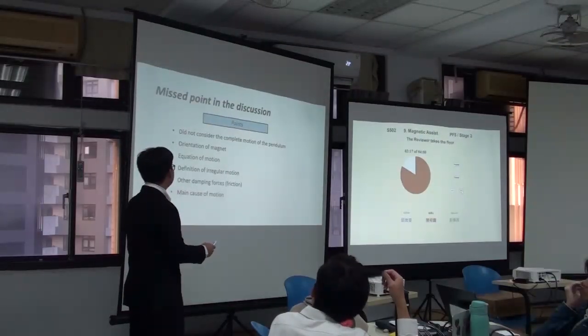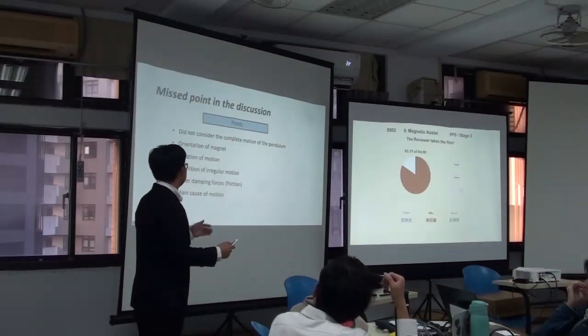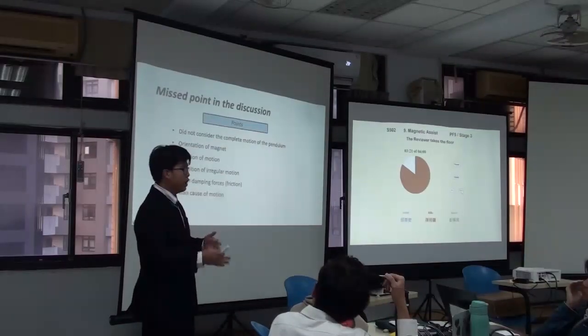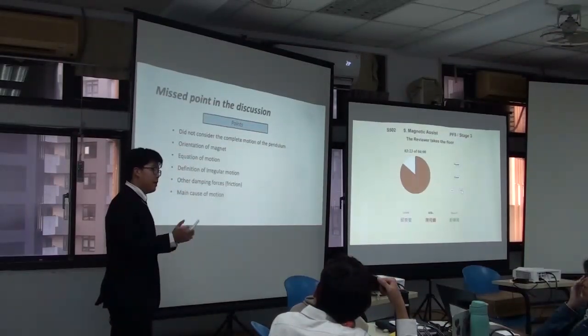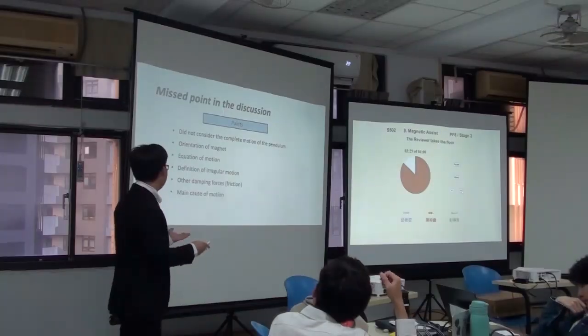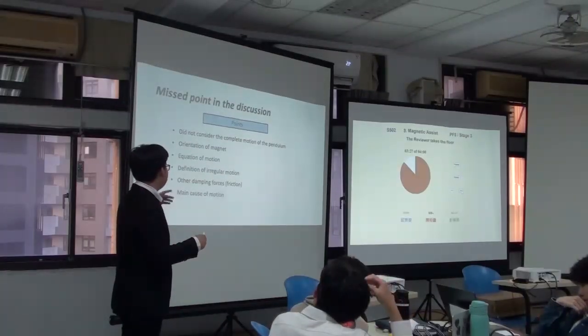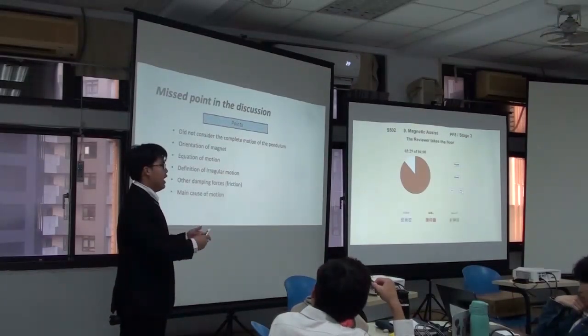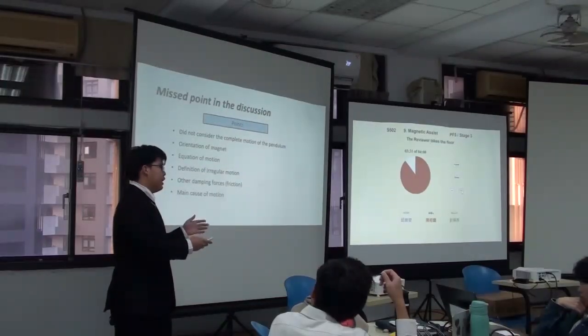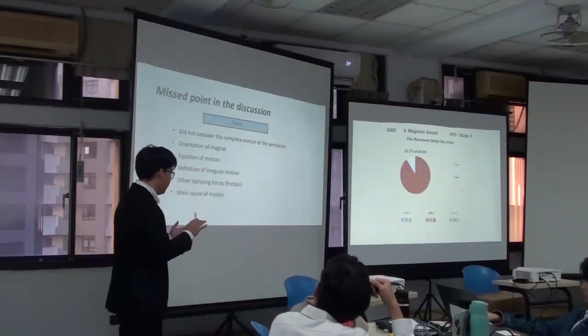So they didn't consider the complete motion of the pendulum, and they didn't discuss the orientation of magnets, which maybe will cause the energy loss or affect the trajectory of magnets, and the equation of motion and the definition of irregular motion. I have suggested that they maybe can give some definition, qualitative or quantitative, of it.